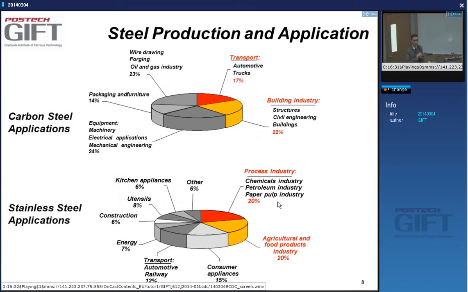So also the application areas for stainless steels and carbon steels are different. They basically serve other industries. If you look at the carbon steels, about 70% of them are used in transport. As I said, for instance, automotive and trucks, lots of the steel goes in there. And there is the building industry: civil engineering structures, buildings, etc., 22%. So these are two very big and well-defined clients of the carbon steel industry.